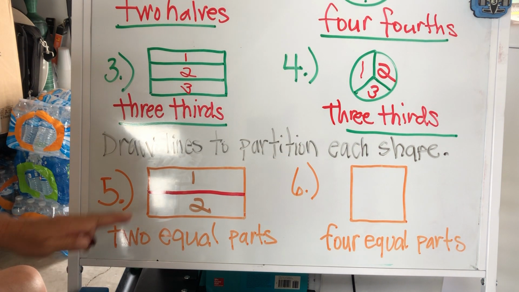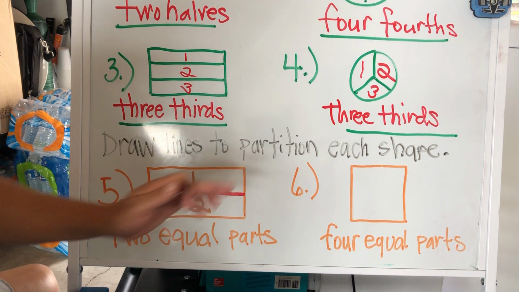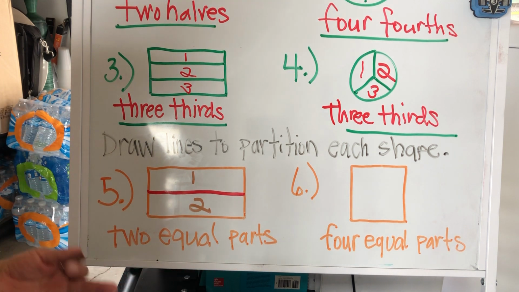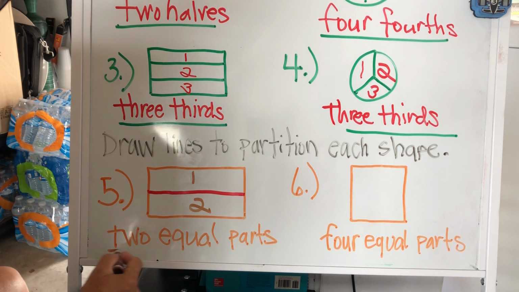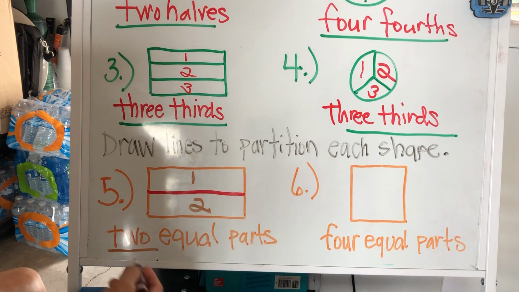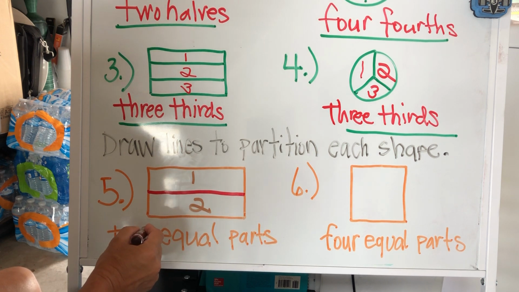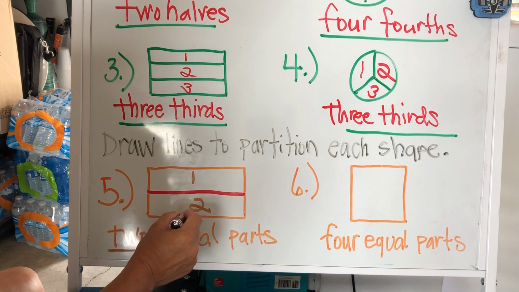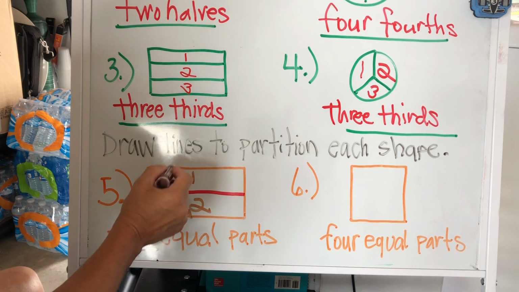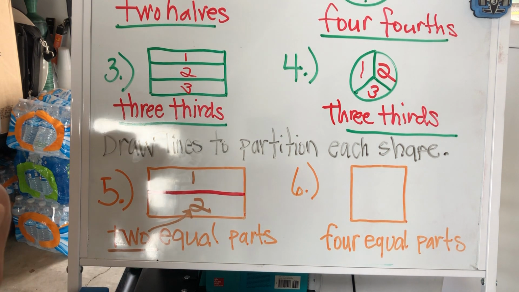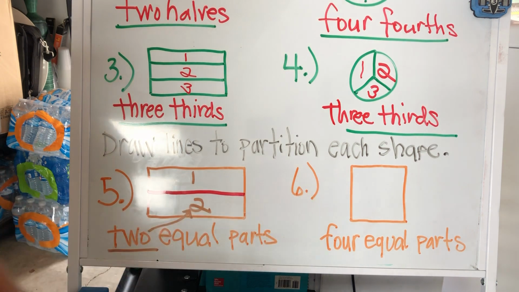Yes. And how many lines did we need to draw? Well, we only need to draw 1 line. But really, we cut it in half and we made 2 equal parts. See how this word here, 2, matches the 2 parts? 1, 2. Alrighty.